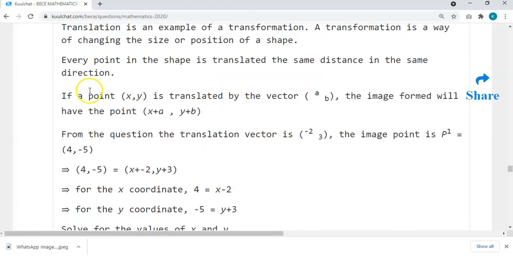So if you have a vector, this is a general rule. To get the image, it's just your x point that you want to translate, then you add the top vector to it, and the y point that you want to translate, then you add the bottom vector to it.